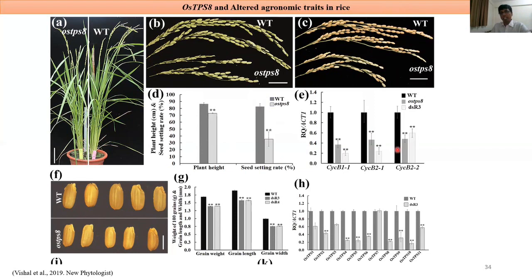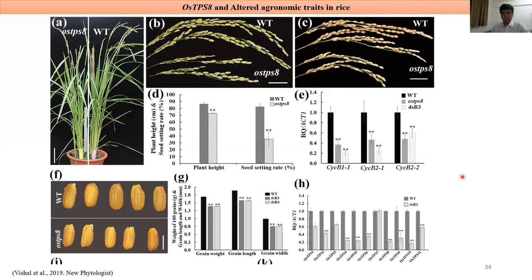As the panicle branching and the seed setting are low, we hypothesize that the cell proliferation might be affected. To check that, we checked the expression of cyclin B, which is the regulator of the cell cycle. And we found that in both the loss of function and the suppression line, these genes are significantly reduced. That can be one of the major reasons for the reduced grain yield and the panicle branching.